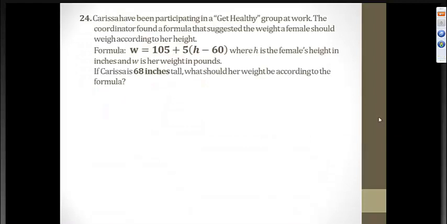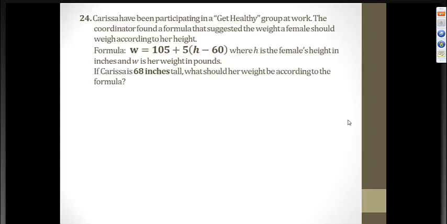So here we have a formula, right, where h is the female's height and w is her weight. So it says, if Carissa is 68 inches tall, what should her weight be according to the formula? So where are we going to plug in this 68 into h? Very good. So we have w equals 105 plus 5 times 68 minus 60. All right?